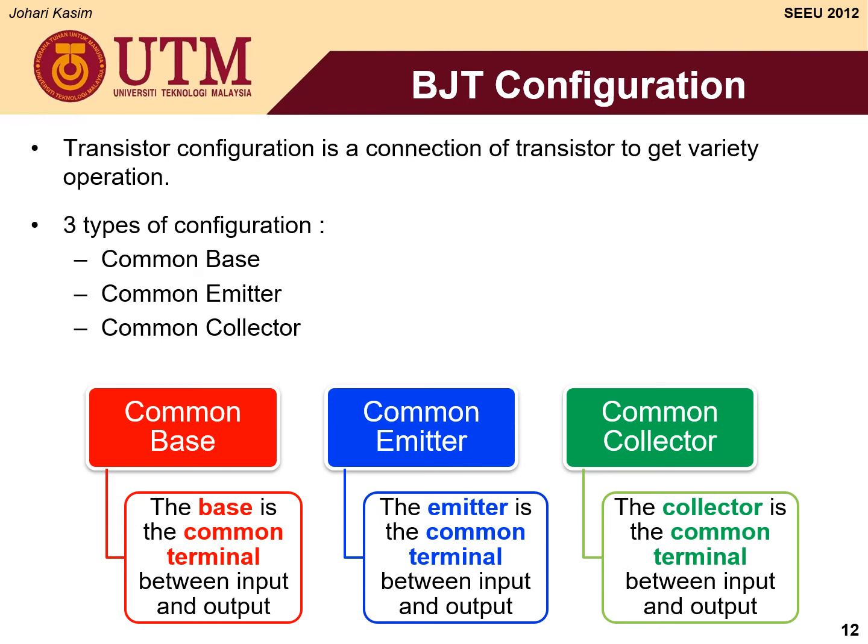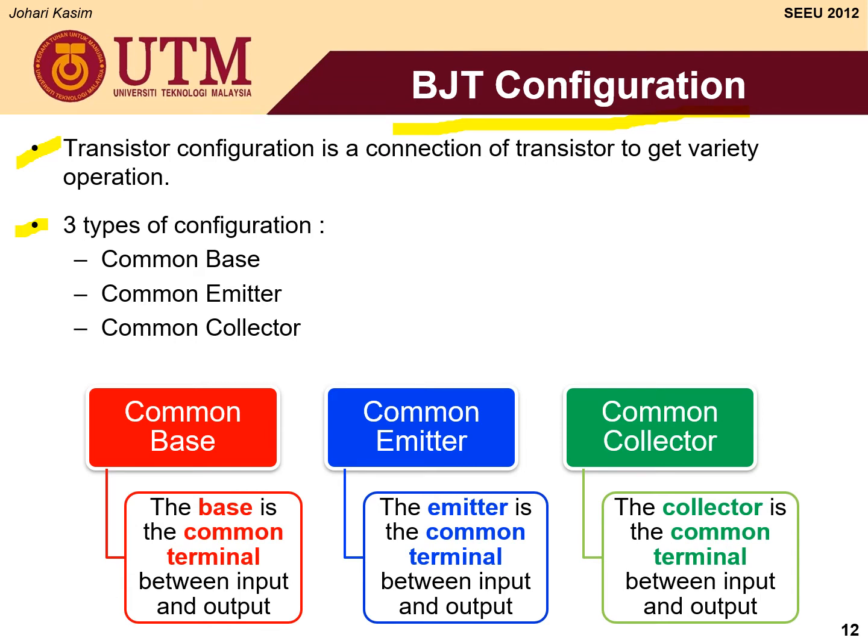Good day, student. Today we continue our lecture on BJT configuration. Transistor configuration is a connection of the transistor to get various operations. There are three types of configuration. First is common base, second is common emitter, and third is common collector.